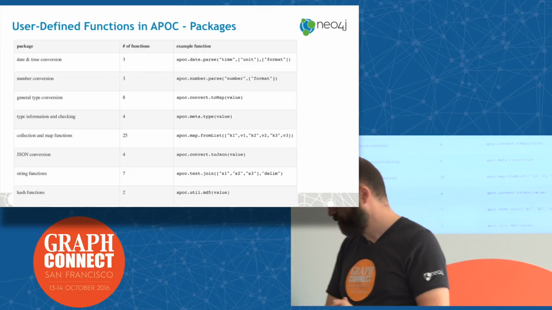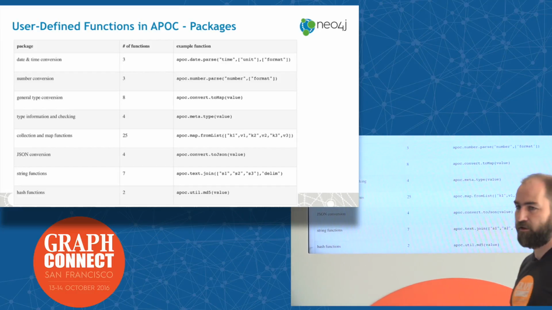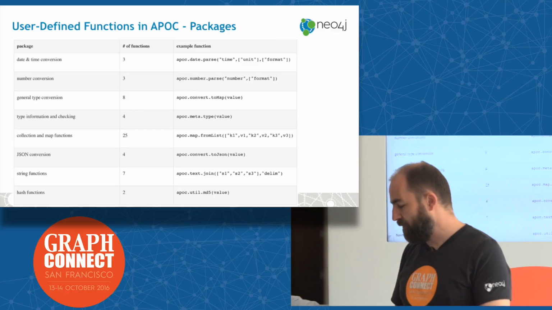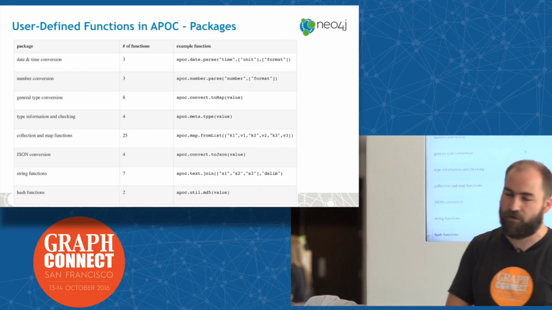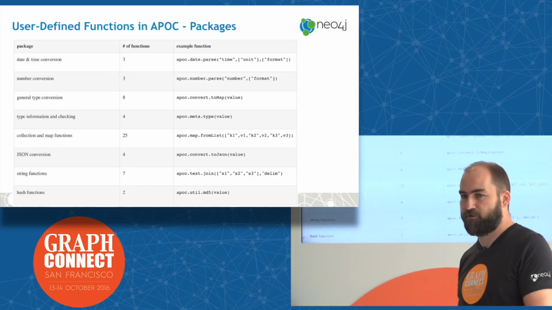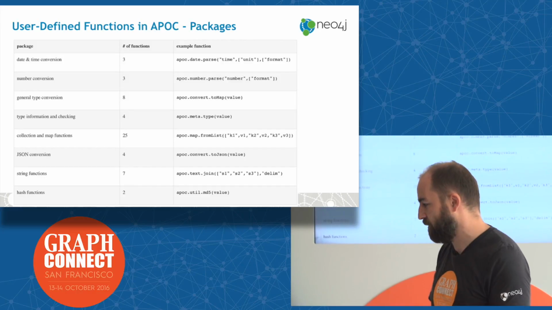Or extract it as well. There are some text functions, for instance joining text, regular expression, replace, stuff like that is in there as well. And some hash functions, which you can, for instance, use to quickly compare whether two graphs are equal or not, by just turning them into a text representation and then comparing the hashes of these text representations.